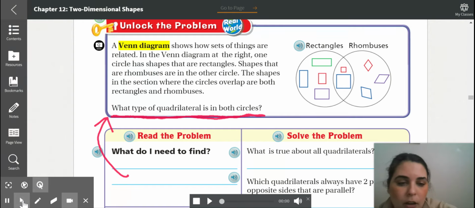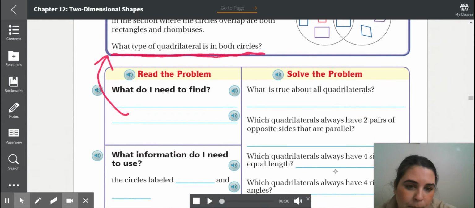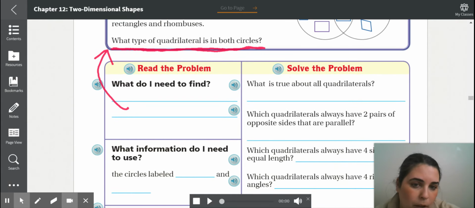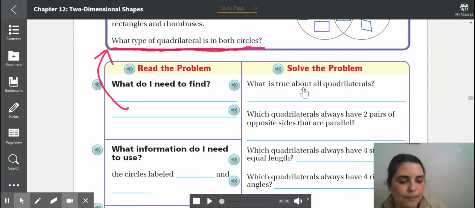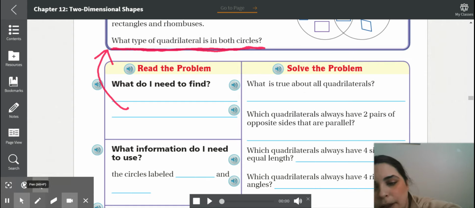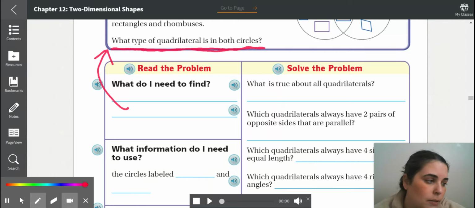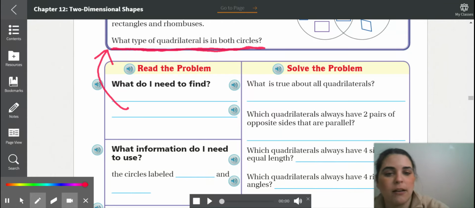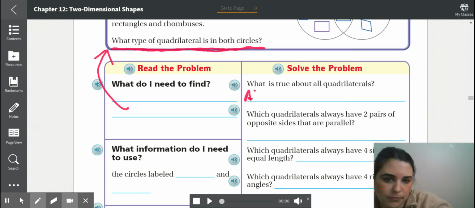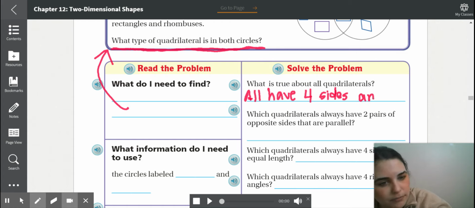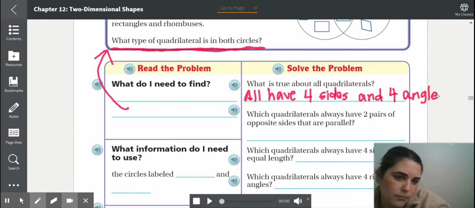Okay. So let's answer some of these questions. I'm going to read right here. Solve the problem. What is true about all quadrilaterals? Can you think of something that they all have? Let's get ready to write. All quadrilaterals, they all have four sides and four angles. All have four sides and four angles.